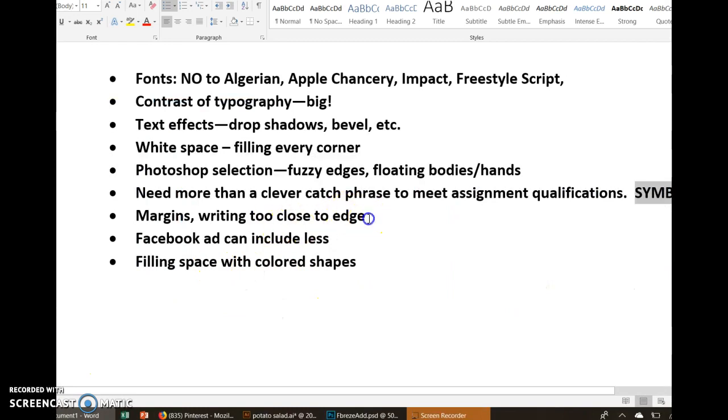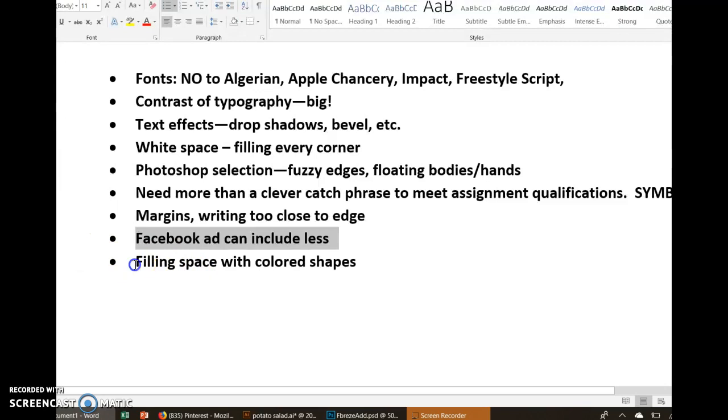Then next, be very careful your writing is not too close to the edge. I'm seeing that happen on quite a few of these. Your Facebook ad can include less. You do not have to include your body copy on your Facebook ad. I am cool with you just having your slogan and your logo. If you can fit a call to action on there, that's great, but don't worry about those 1 to 2 sentences. It's going to get too full.